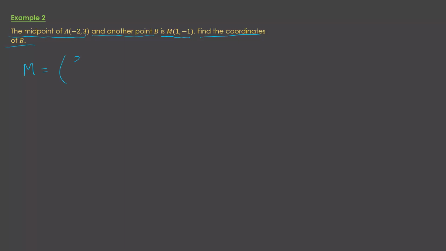M is equal to ((x1 + x2)/2, (y1 + y2)/2). And let's call A (x1, y1), and the point B, let's call that (x, y). And in the formula, let's refer to that as x2 and y2. We know M here. M is (1, -1).